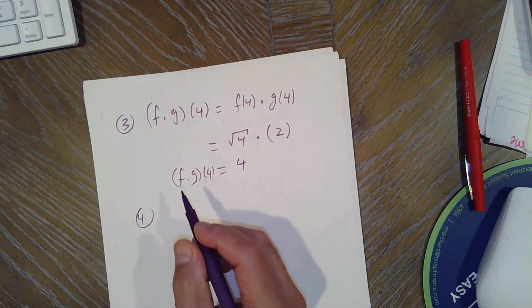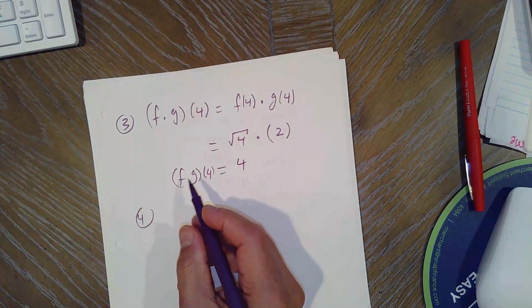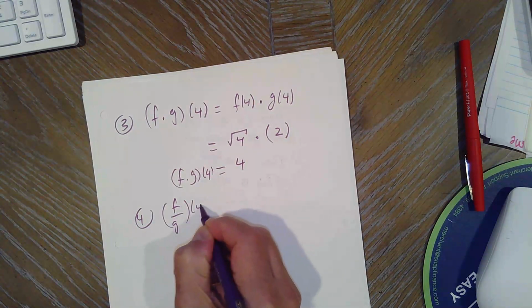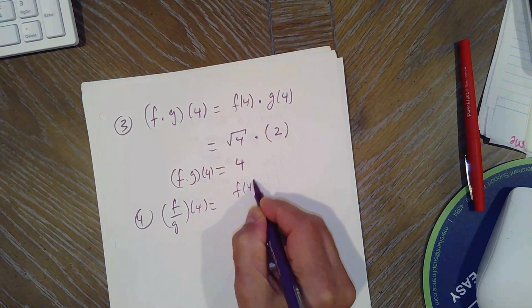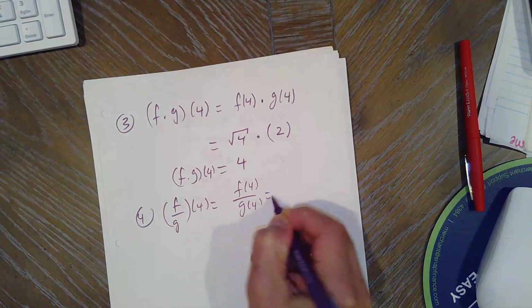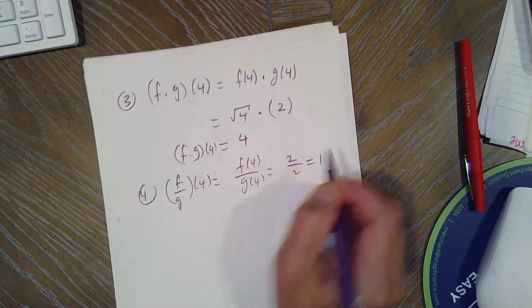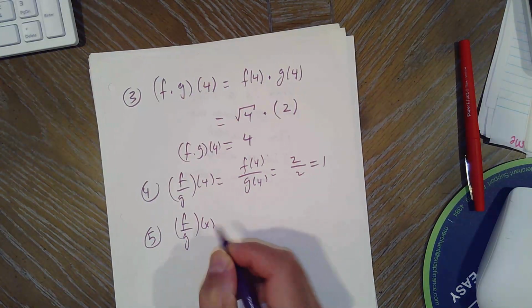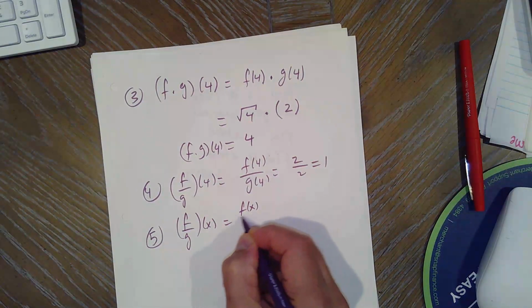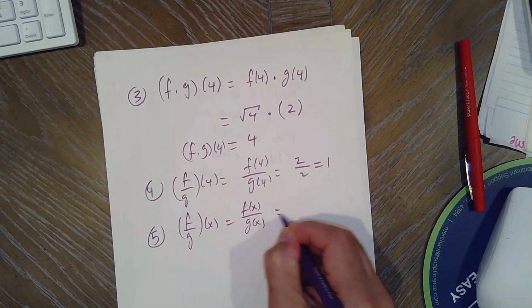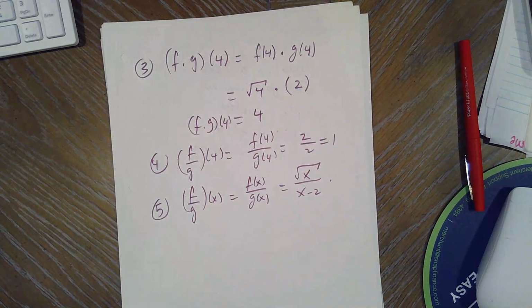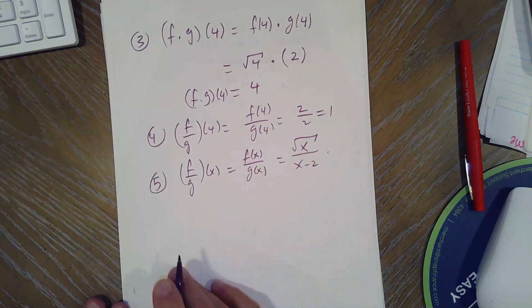And finally, f over g of 4 is f of 4 over g of 4, which is 2 over 2, which is 1. And if I wanted to say f over g of x, it's f of x over g of x, which is root x over x minus 2. Okay, I just added that right now. It's not in the notes.